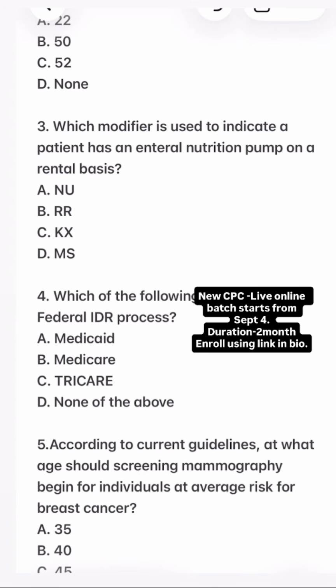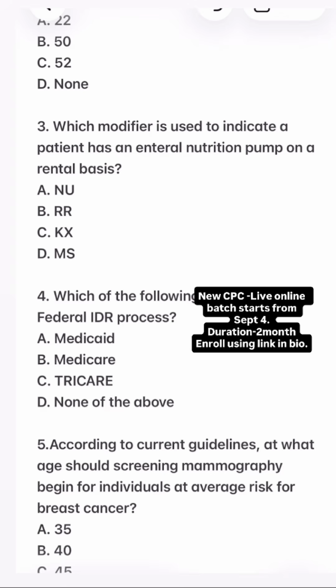In the same way, we have another modifier question. Which modifier is used to indicate the patient has an enteral nutrition pump on a rental basis? For the rental basis, you have to use the RR modifier. So RR refers to rental.